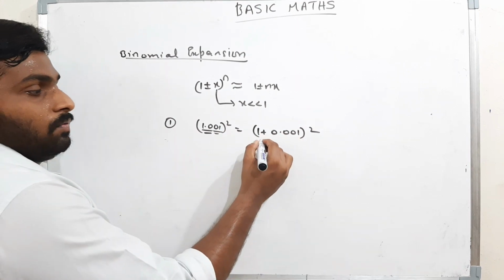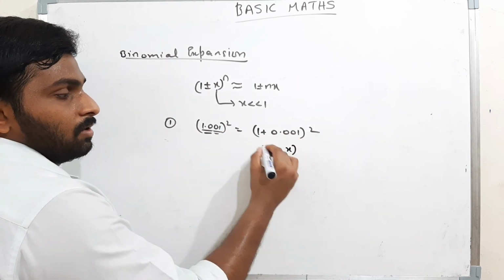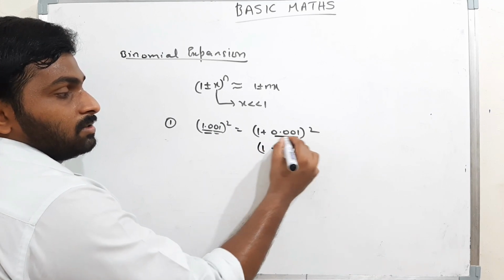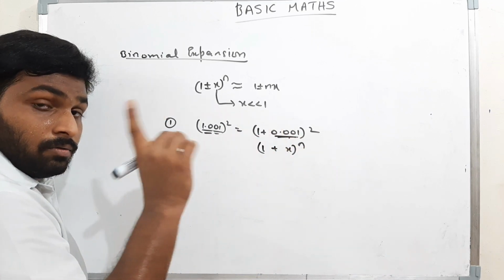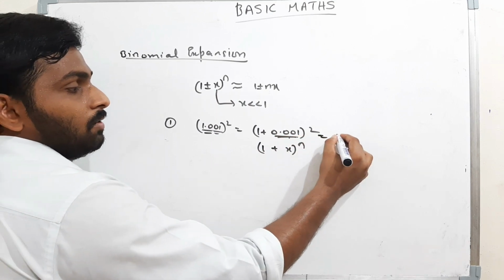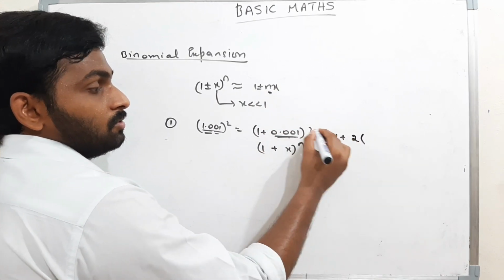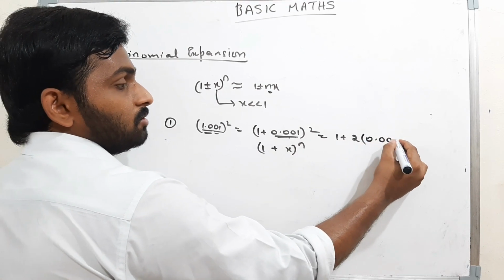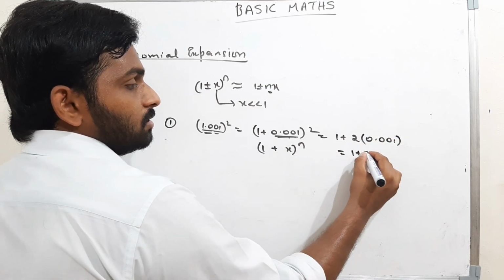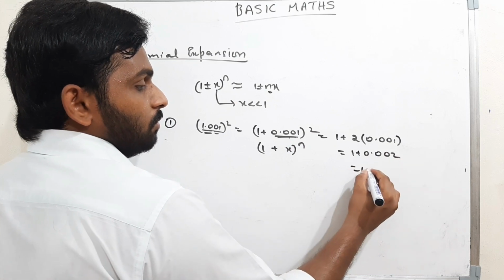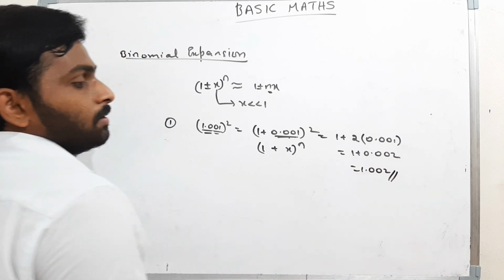Now this is the form of 1 plus x whole power n, and where this x value is very less than 1. Therefore I can write this one as 1 plus nx. It is 2 into, n is 2, x is nothing but 0.001, that is nothing but 1 plus 0.002, that is nothing but 1.002 is the answer.